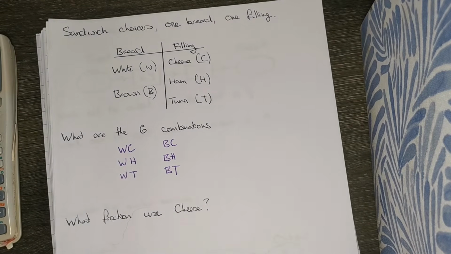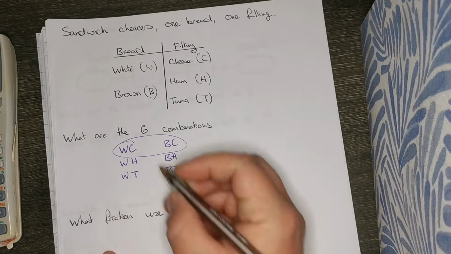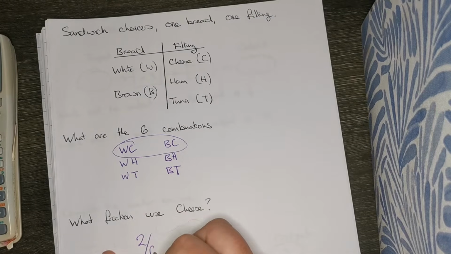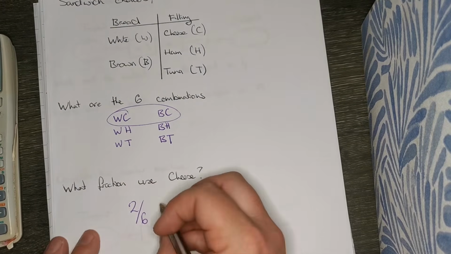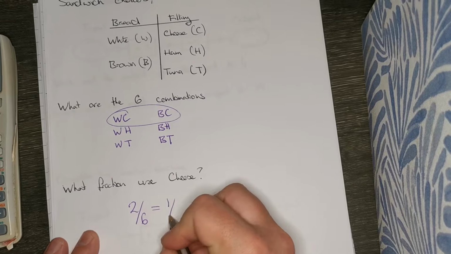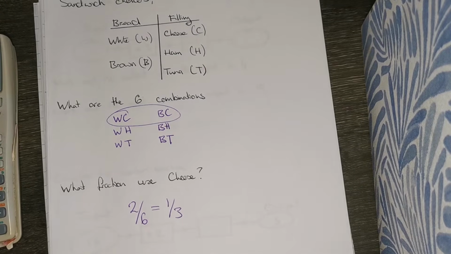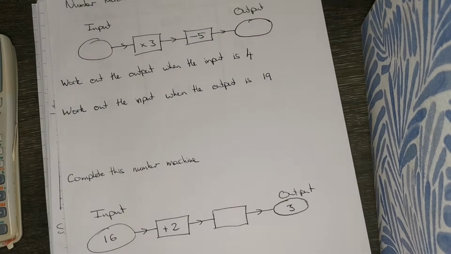What fraction use cheese? Well, it's these two that use cheese. So that is 2 out of 6 or 2/6, which I'm going to simplify to 1/3. But depending on how many marks, you might have been all right with that being 2/6. I imagine that's just a 1 marker so early on in the paper.